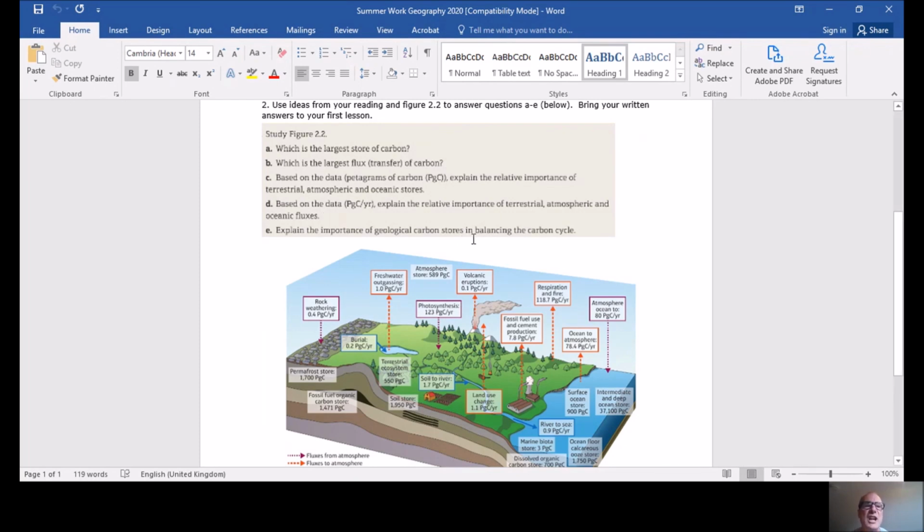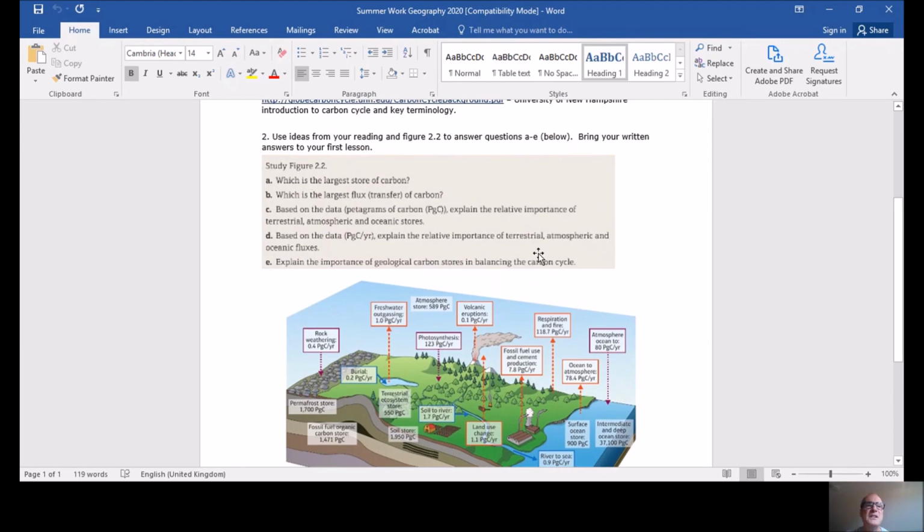The last question, question E, which is the geological carbon stores and the balancing of the carbon cycle. That's what we call the long-term carbon cycle. It operates over many millions of years. So I'm really wanting to get an idea of how carbon is tucked away as rocks over millions of years, and how those rocks eventually outgas the carbon, from volcanoes and other processes, and it eventually ends up back in the atmosphere, but maybe millions of years later. That's a very important part of the carbon cycle as well. We call that the slow carbon cycle.